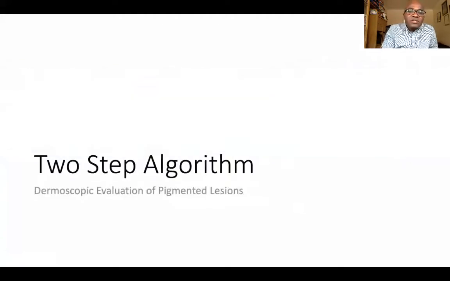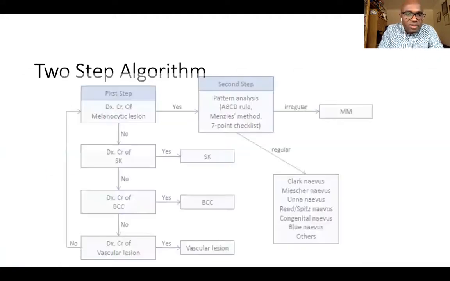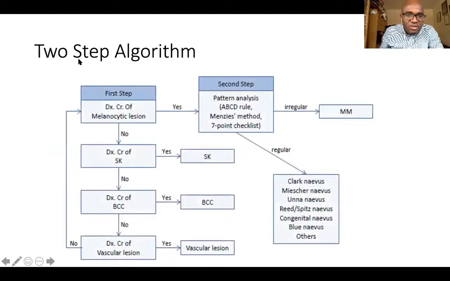Okay, so in this part we're going to concentrate on the 2-step algorithm, which is meant to help us in evaluating the dermoscopic features of pigmented lesions. In the last part we talked about the 3-point checklist, which is a triage tool, and this time we're going to talk about the 2-step algorithm.